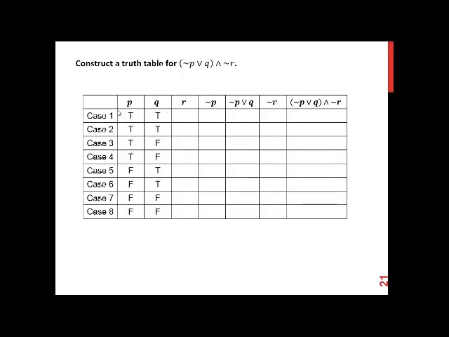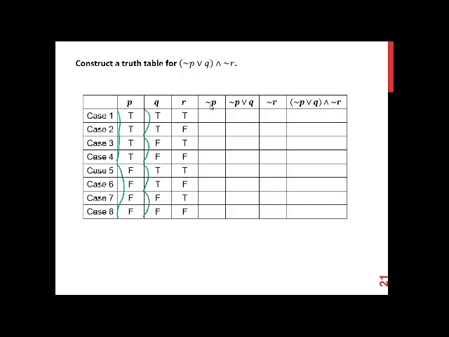Again, we take P, half of these cases are going to be true, half of them will be false, and then I do the same with the Q. Half of these will be true, half of these will be false, half of these will be true, half of these will be false. And then with the R, with your last statement, it's always going to be true, false, true, false, true, false, true, false, as far down as you need to go.